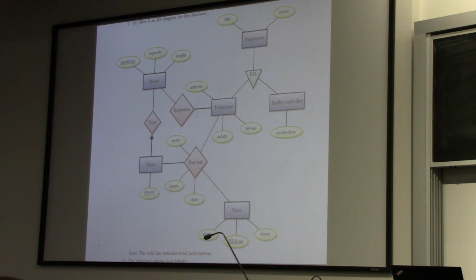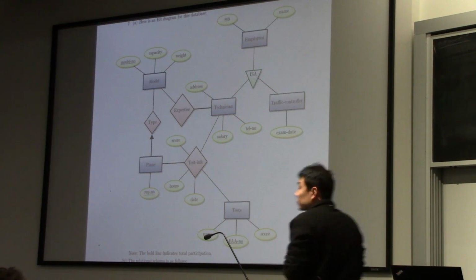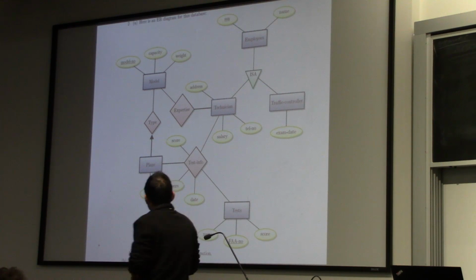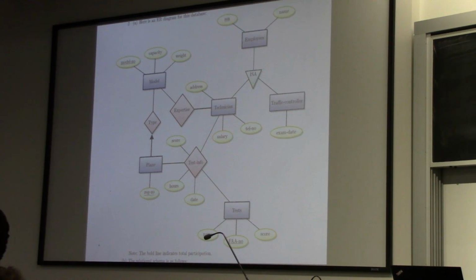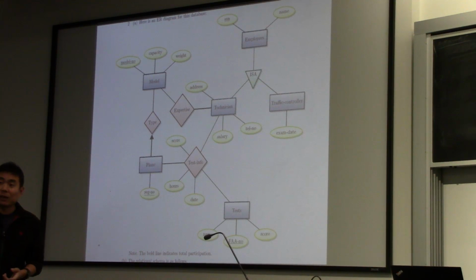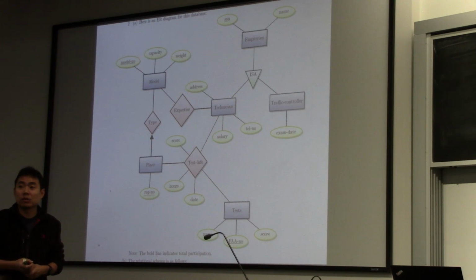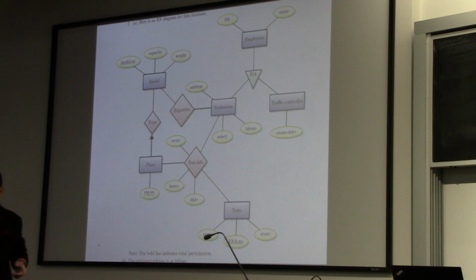Now, question over there? Is the line from expertise to technician bolded? Oh, in my design, I chose to bold it, but I think the spec didn't really say that, so either you bold it or not, it doesn't really matter. Does the spec say every technician must be an expert of some model? Okay, then it must be both, meaning that every technician must be an expert of at least one model. That's why there's a total participation constraint on that. But the spec says nothing about each model having at least one expert. That's why there's no total participation constraint on the other side.